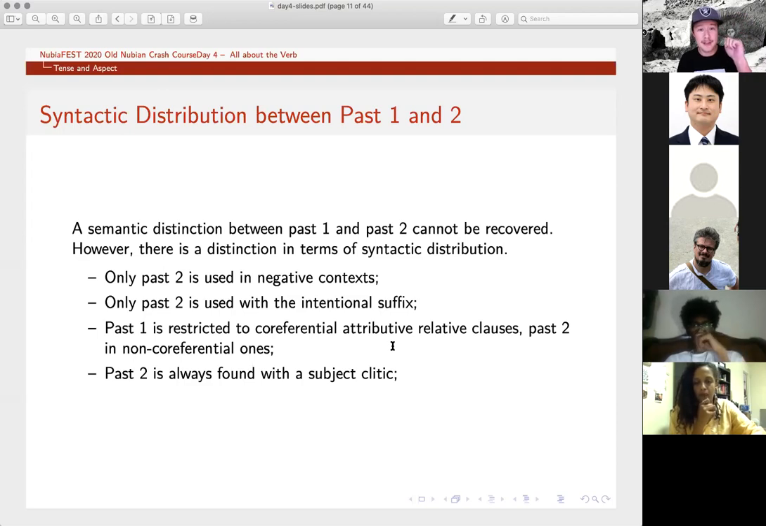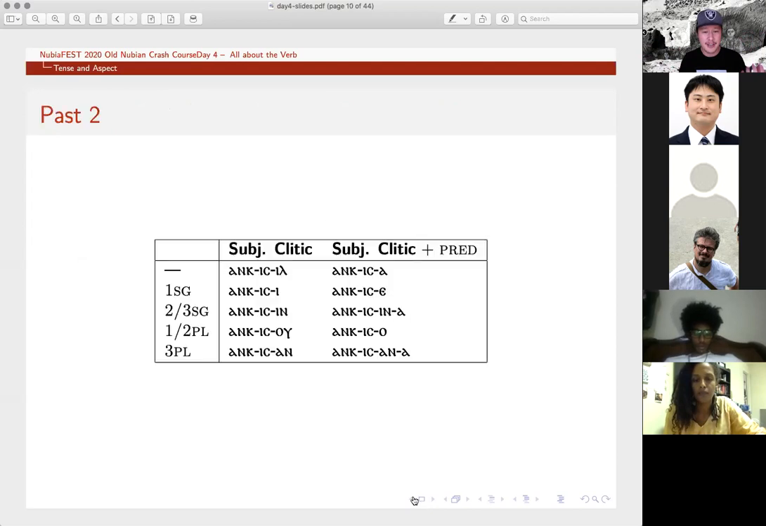But if the relative clause is non-coreferential, namely that the antecedent is the same as the object of the verb in the relative clause, such as the book that John bought, then we have a past two. Why? We don't know. Then there seems to be another correlation, namely that the past two always appears with a subject clitic. So there are hardly any environments in which you will find a past two with a predicate marker, but with no subject clitic. It's very rare. There are actually a few environments in which these forms occur, namely in certain types of relative clauses, but they're not very frequent. And so again, we don't know why this correlation exists.